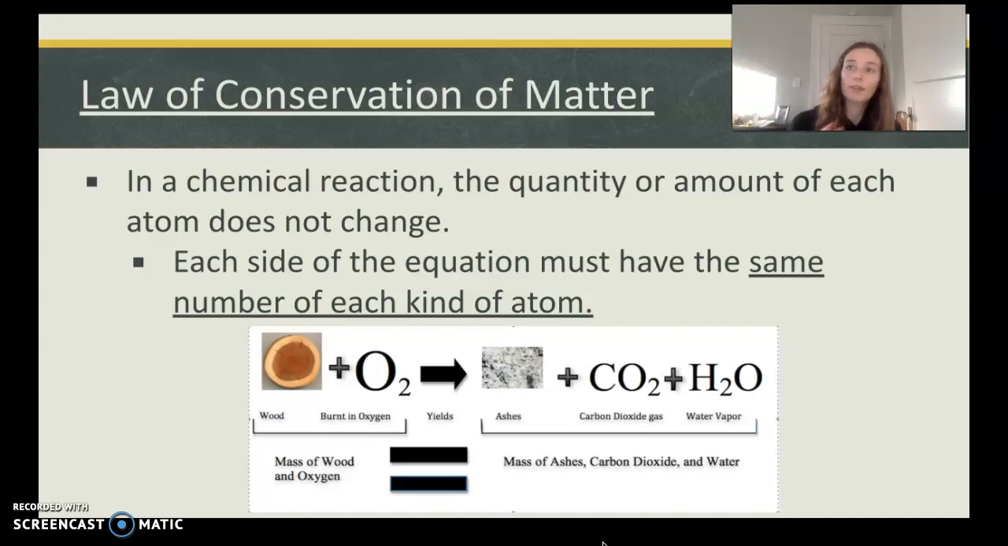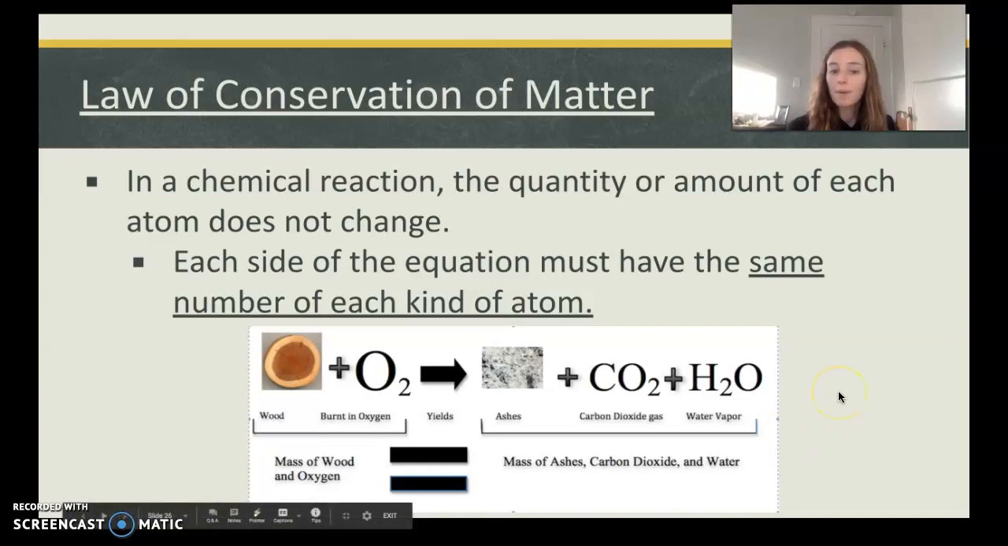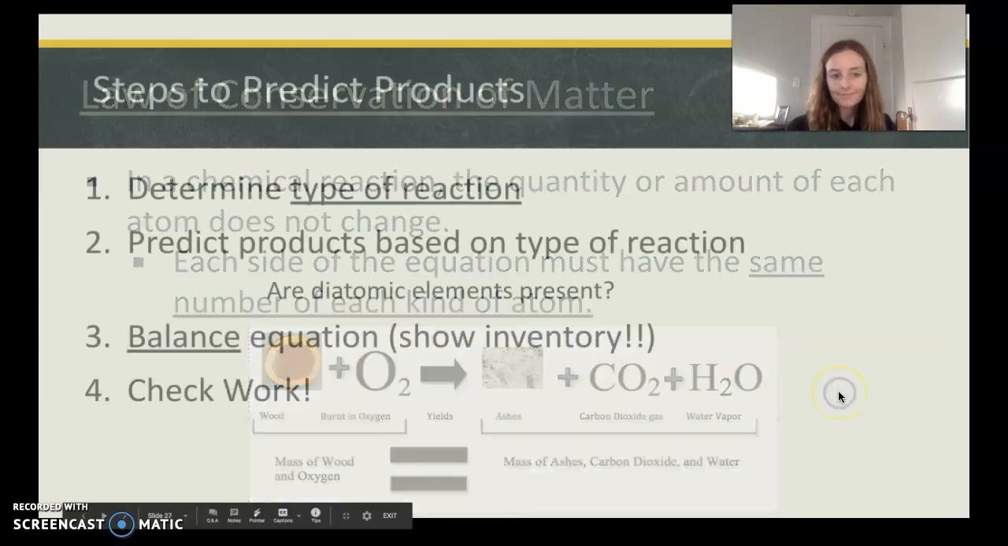So if one side has 2 hydrogens, the products will also have to have 2 hydrogens. And if the reactant has 2 oxygens, the product has to have 2 oxygens. And this is what you're doing when you're balancing chemical equations. But we need to remember this as we are learning about predicting products.